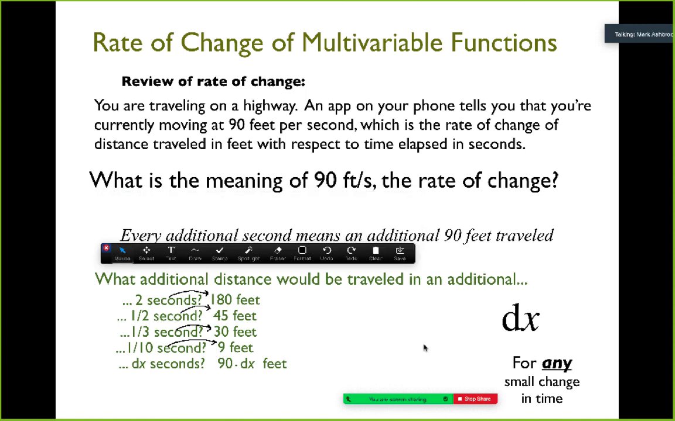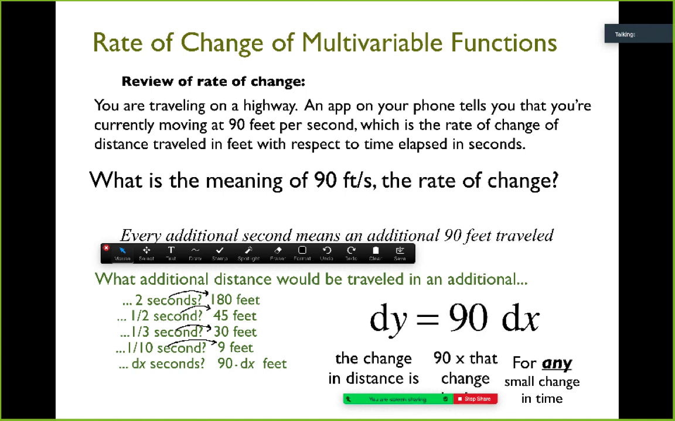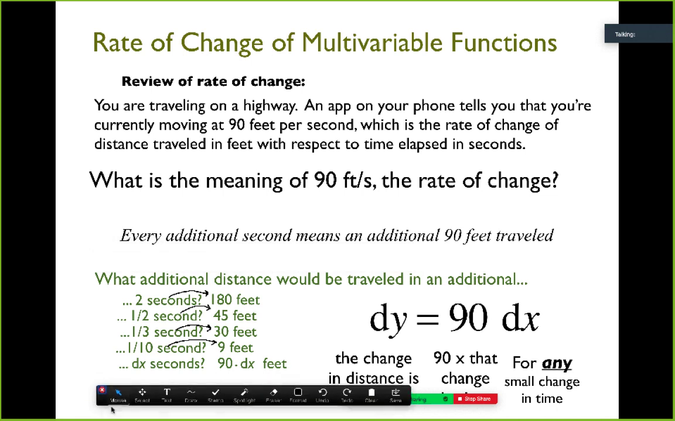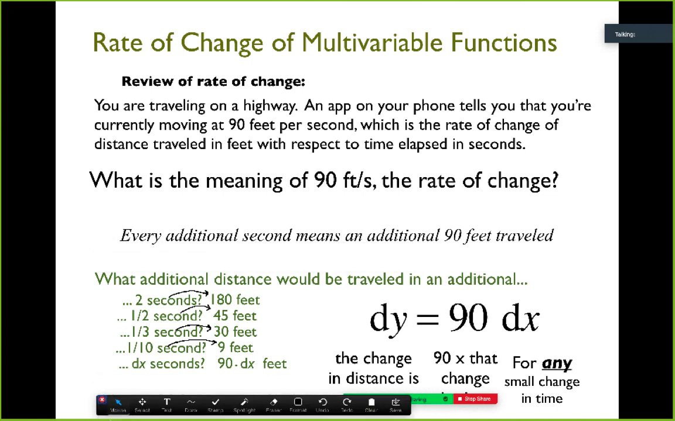This is the meaning of the rate of change. For any change in time, the change in distance is 90 times that change in time. This is the broad meaning that we want to have for that rate of change, and we're going to use this. We're going to do problems. It's one of the most foundational building blocks of all of calculus, this little equation right here.